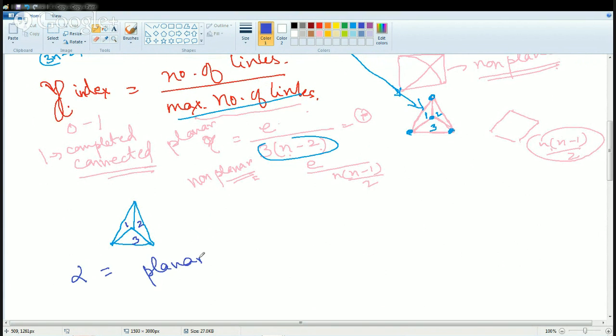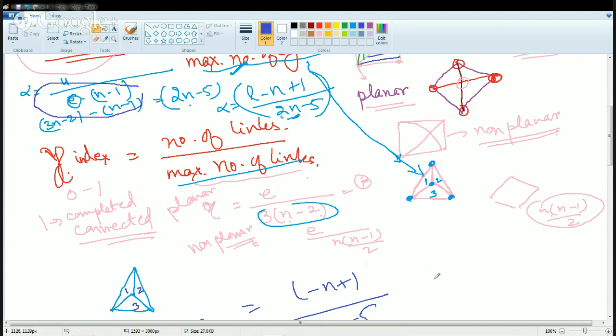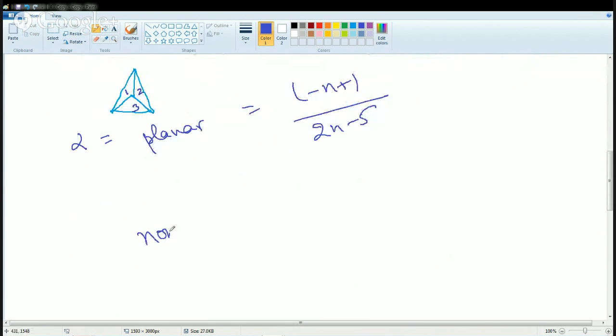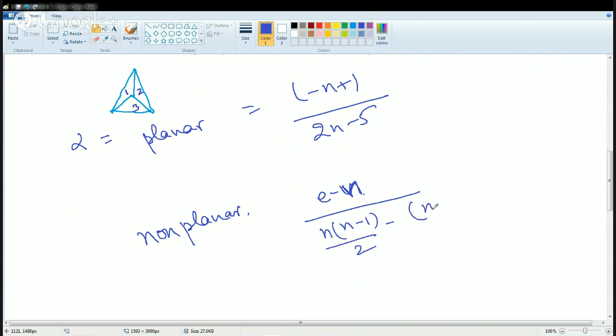So the alpha index for the planar case would be E minus n plus 1 divided by 2n minus 5. And for non-planar, it would be the same that we talked about, with E minus n plus 1 in the numerator. So for non-planar, the alpha index would be E minus n plus 1 divided by n(n minus 1)/2 minus n plus 1. This would be the alpha index for the non-planar case, and we have derived this alpha index from the concept here.